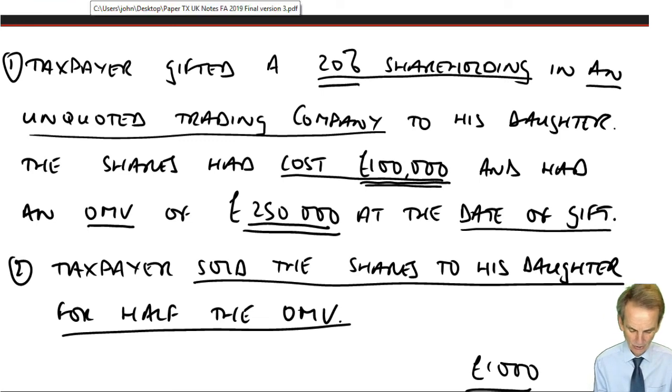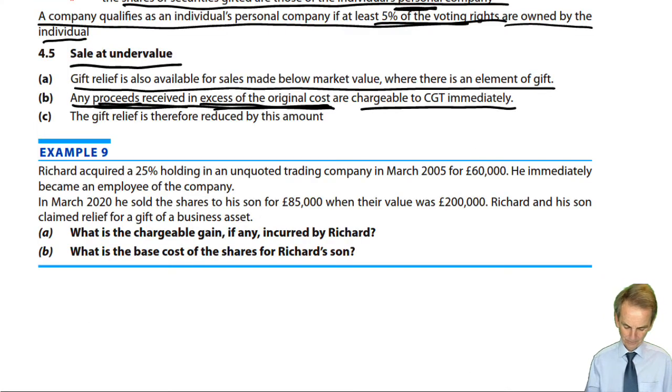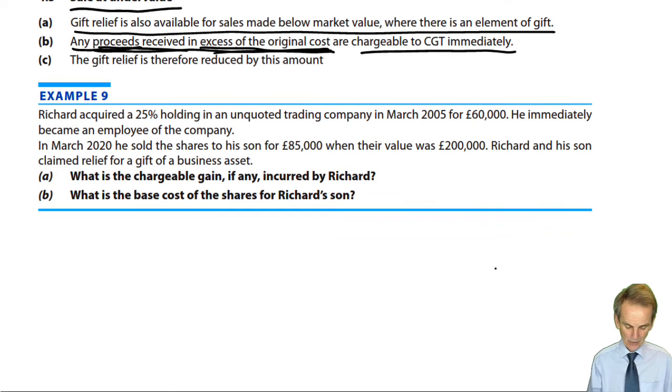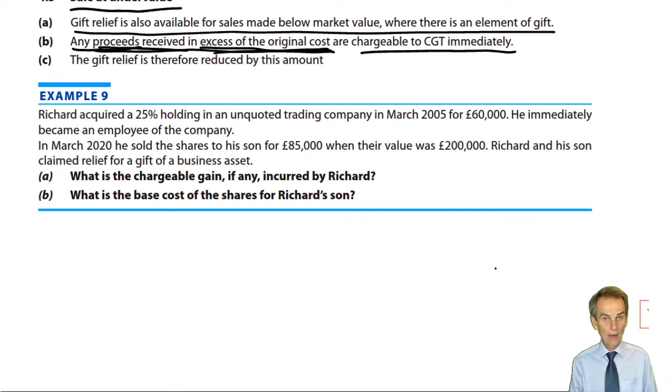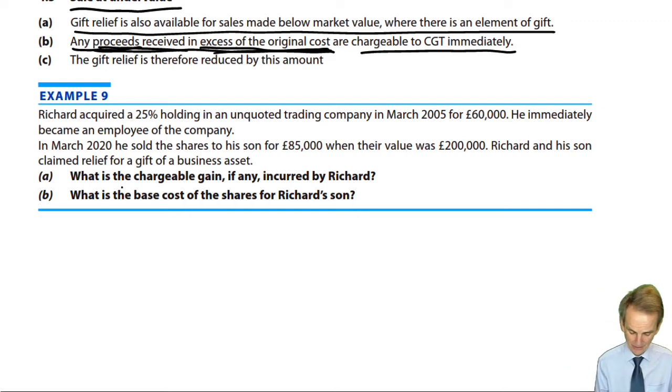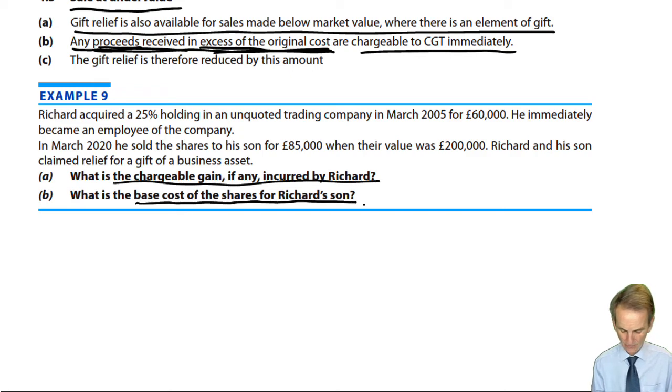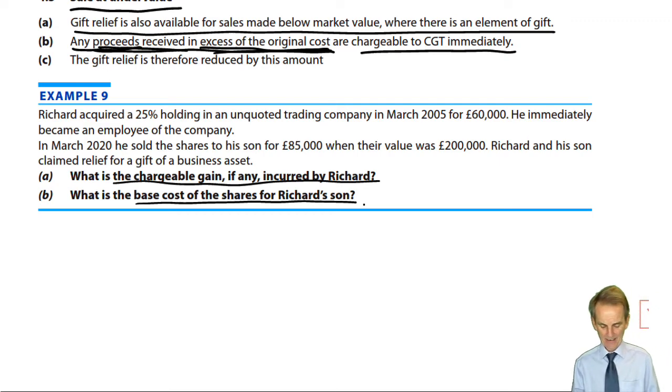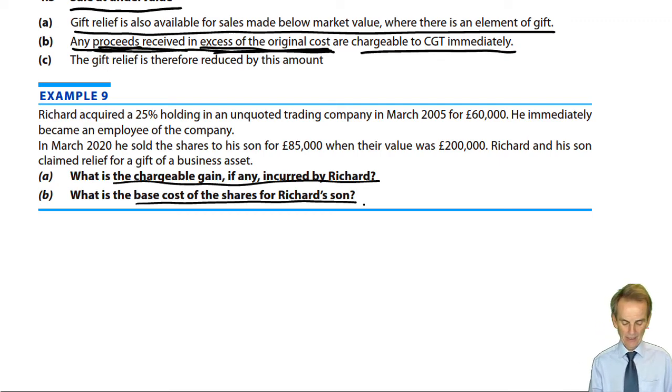Let's just go back to our notes now. And there you go. You have example 9 to have a go at. So have a go at example 9. What have we got to do? What is the chargeable gain, if any, incurred by Richard? And what is the base cost of the shares for Richard's son? Again, it's going to be a gift of shares in an unquoted trading company. So you have a go at that. Then we'll have a quick review and then continue on with our study here of gift relief.